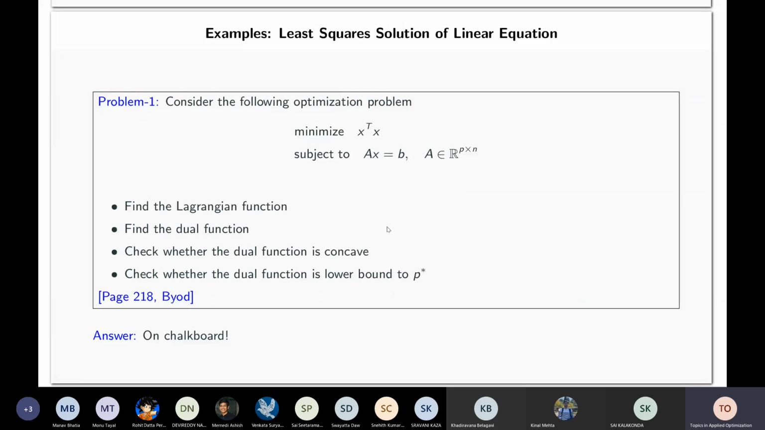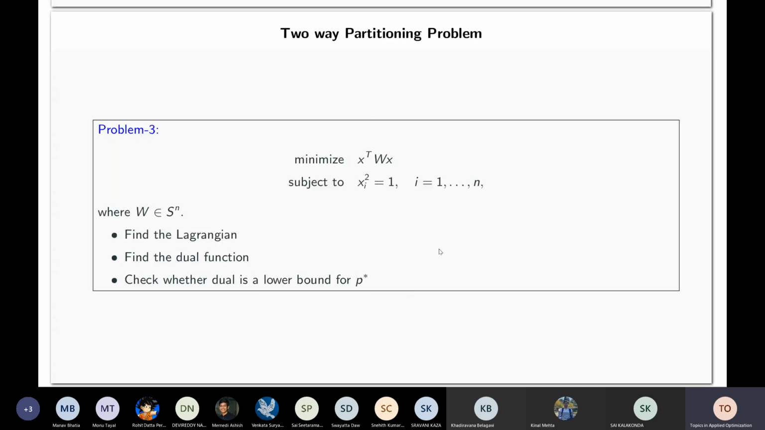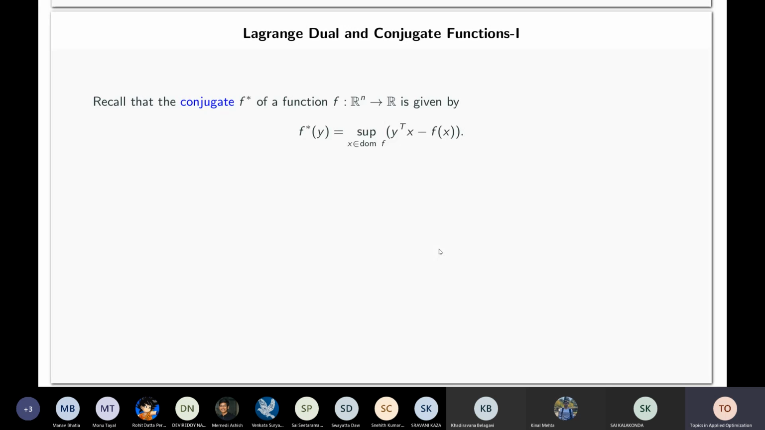And we have seen in examples where we are given a primal optimization problem, and then we can construct the Lagrangian, form the dual, and check whether the dual function is concave or not, and whether that inequality holds. The dual function values must be less than or equal to the primal. All this we have done in the last class. This is another example, and this is another example. We have done this.